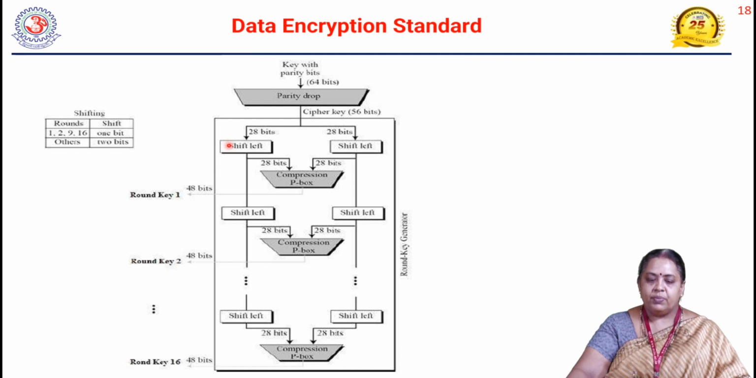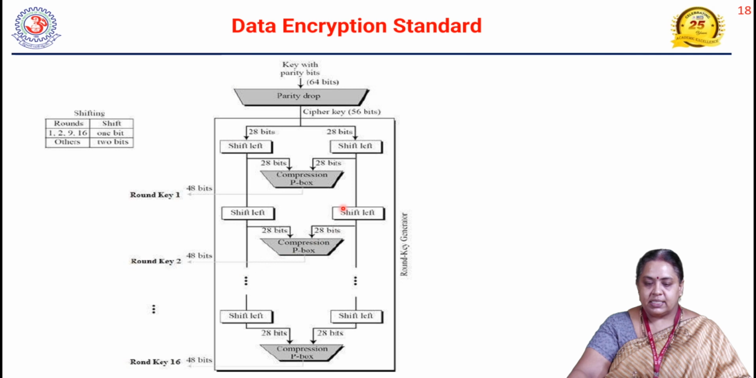How many shifts are performed depends on the round. For example, in rounds 1, 2, 9 and 16, only one bit will be shifted left. In other rounds, two bits will be shifted. Based on the round, the shift will be done. So that is the key expansion, how we expand the 56-bit key into 16 48-bit keys, so that they can be given for each round uniquely.